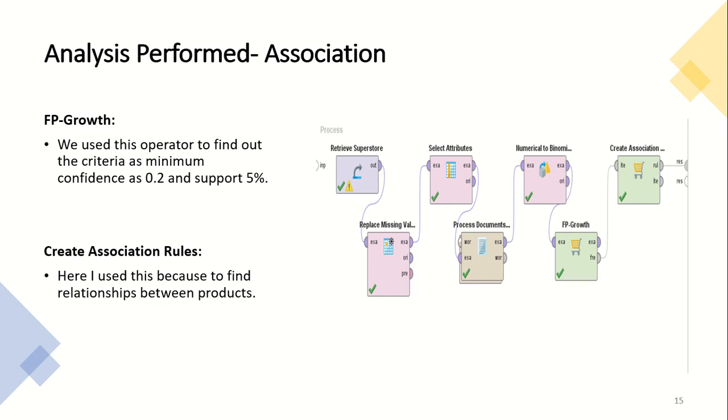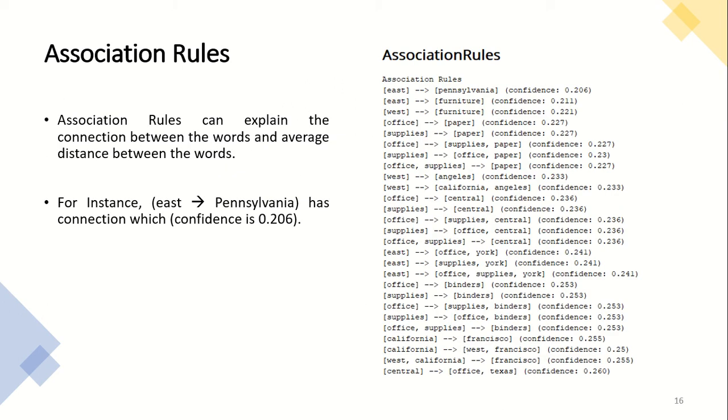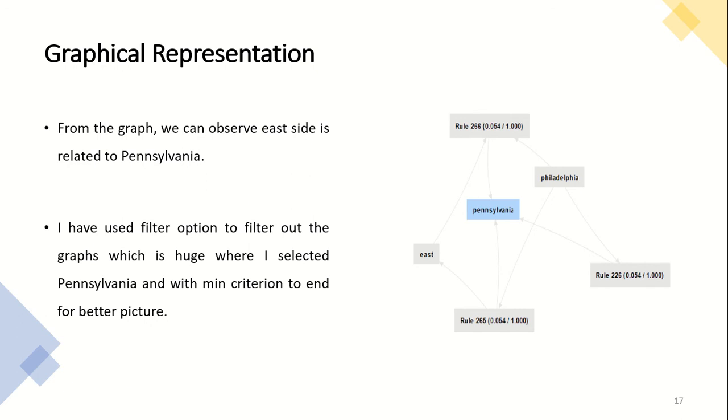So the association rules help to find out the relationship between the products. So these are the association rules. Here we can see one example, like East is related to Pennsylvania, and the confidence is 0.206. So it is a graph. The graphical representation of the association rules is huge, so I filtered it, where I selected Pennsylvania as the minimum criteria to get a better picture.